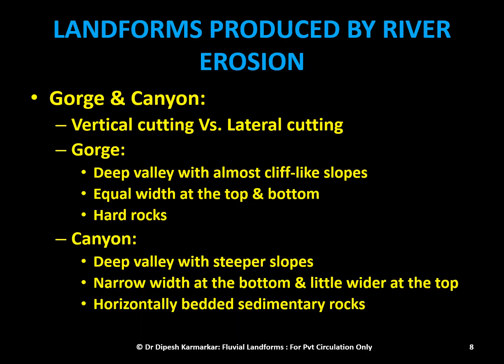Let's begin with the gorge and the canyon. Both are deep valleys, but a gorge has almost vertical cliff-like slopes of equal width at the top and bottom and forms in hard rock. A canyon has steeper slopes with a narrower base and a wider top, and forms in horizontally bedded sedimentary rocks. Both are shaped mainly by vertical cutting through the combined action of hydraulic action and abrasion.